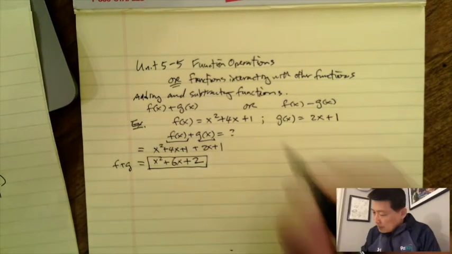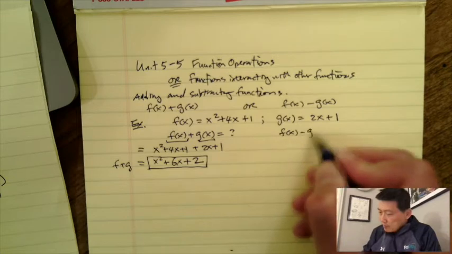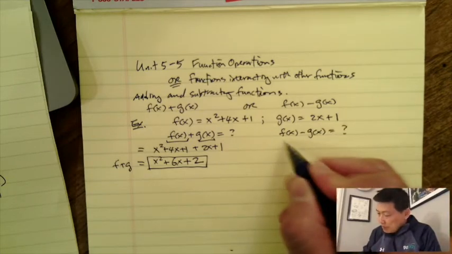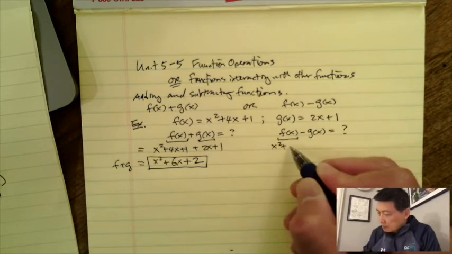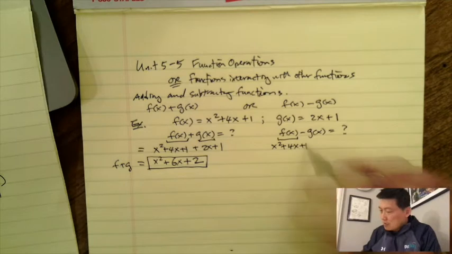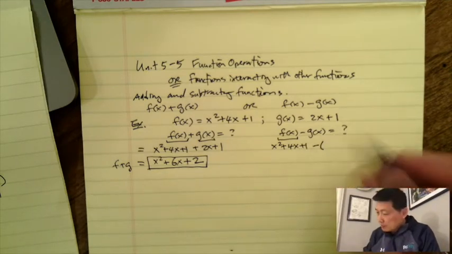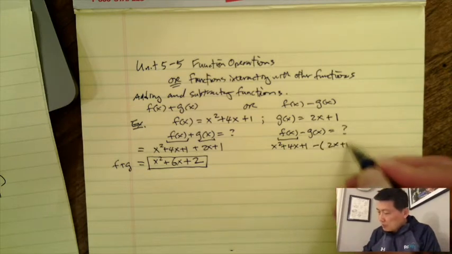On the other hand, if I ask you what's f of x minus g of x, right, then again, same thing. F of x, replace it with what is defined here as x squared plus 4x plus 1, minus, now make sure if it's minus, you put a parenthesis around it because you have multiple terms inside. G of x is 2x plus 1.